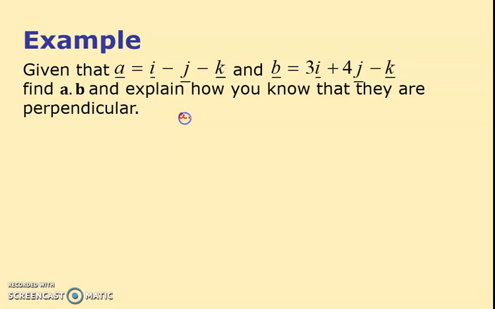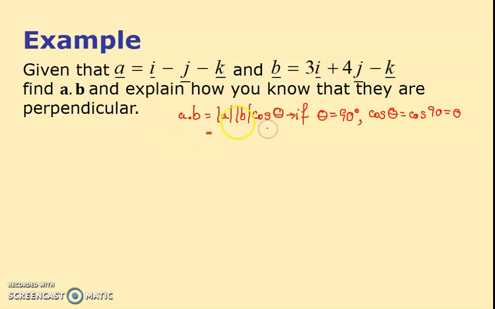Well, I should point out, this is important. A dot B, remember, is mod A, mod B, cos theta. Now, if they are perpendicular, and perpendicular means theta is 90, then cos theta is cos of 90, which is 0. And of course, if this is 0, then A dot B will be 0. So that's our rule for perpendicular vectors. So we have got to do this, and basically if we get 0, our vectors must be perpendicular.